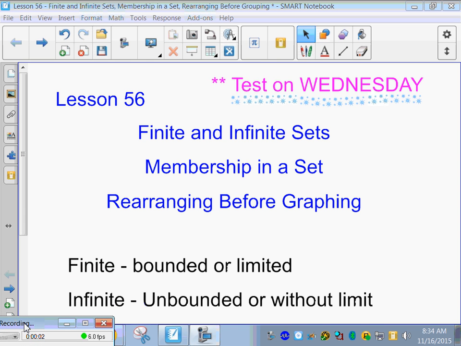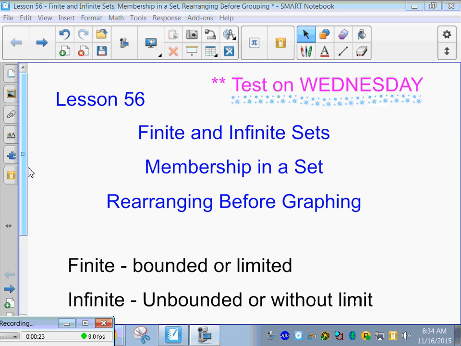We're doing finite and infinite sets, just some set notation, membership in a set, and rearranging before graphing. So you guys have been working on solving for a certain variable. Now we're going to do that, and we're going to graph. So we're going to start by solving for y, and then we're going to graph it. That's two things you guys 100% know how to do. We're just going to put them together.